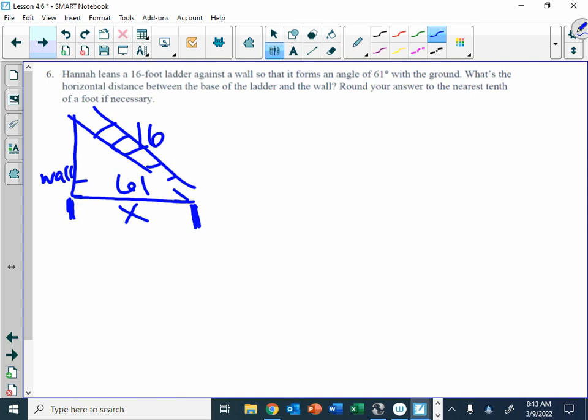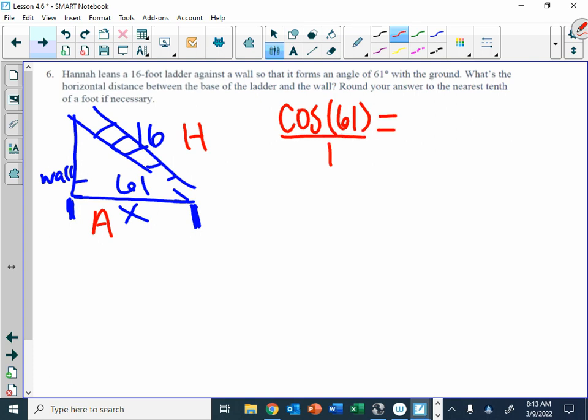Which trig ratio am I using? Cosine. I wanted to throw in at least one cosine, to also prove to myself that cosine does get used. X is adjacent to 61, and then 16 is the hypotenuse. So that's CAH in your SOHCAHTOA. Cosine of my angle over 1 equals adjacent, which is x, over my hypotenuse 16. You're asked to round to the nearest tenth of a foot, so 1 decimal place.